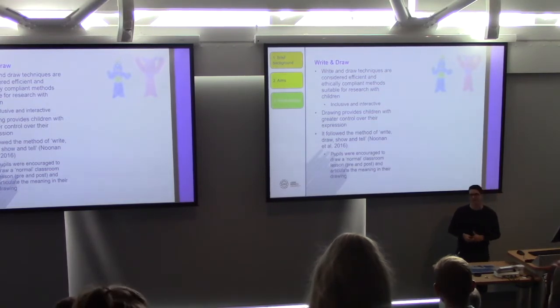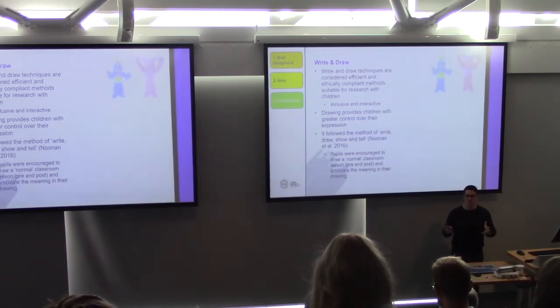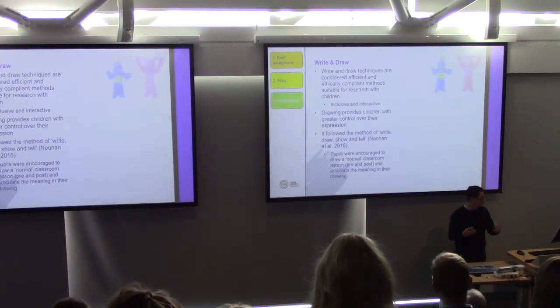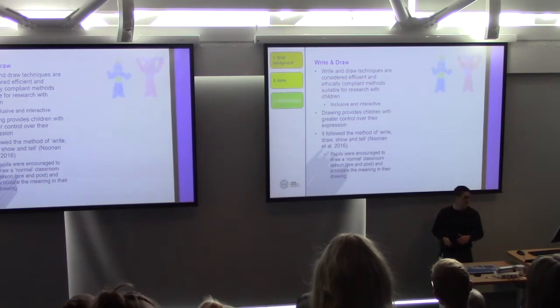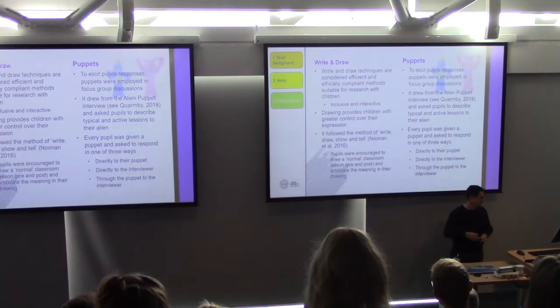And it followed the write and draw method, write, draw, show and tell that Noonan et al. talked about in 2016. And so what we did was we encouraged them to draw, first off, just a typical classroom lesson. So go in, pens, paper, crayons, whatever you wanted, draw your typical normal classroom lesson for them. And then we would use that in follow-up conversations. And the other thing that we did was we took in some puppets. Primary school kids love puppets, especially if they're sort of 9, 10, 11, 12. Well, not 12, primary school.